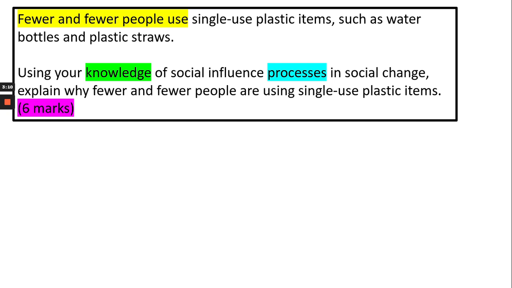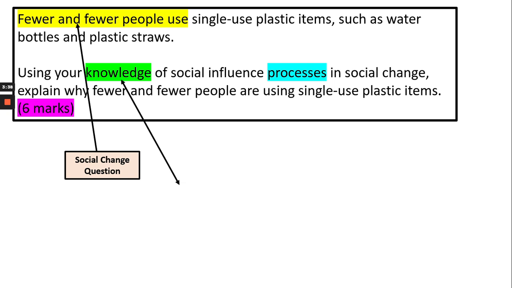In these cases, they're going to give you a scenario, and in this scenario they give you some type of social change. I'm going to break this kind of question down for you step by step. As you can see, I've got 'fewer and fewer people use' highlighted. So what does that mean? Already I know that's a social change question, because fewer and fewer people use means that they used to use, they no longer use. Straight away I know it's a social change question.